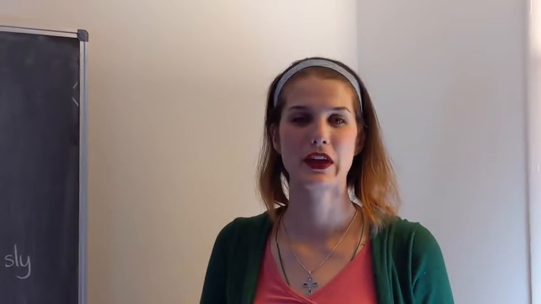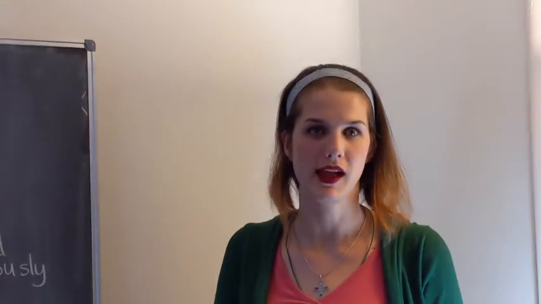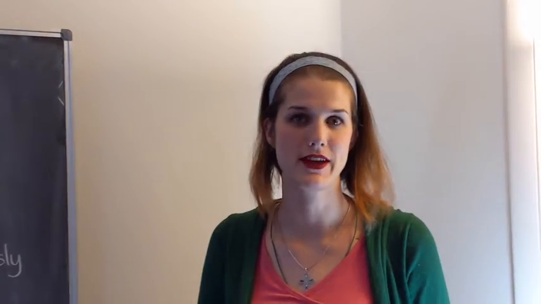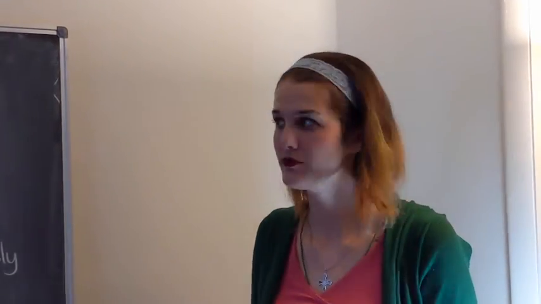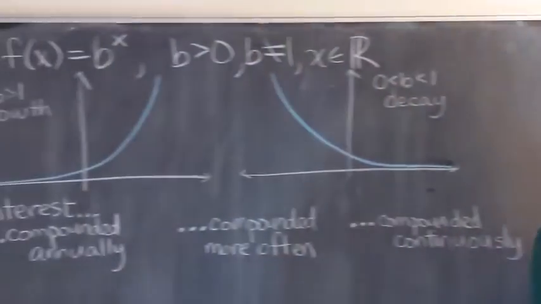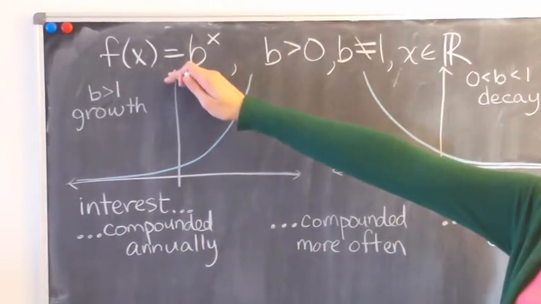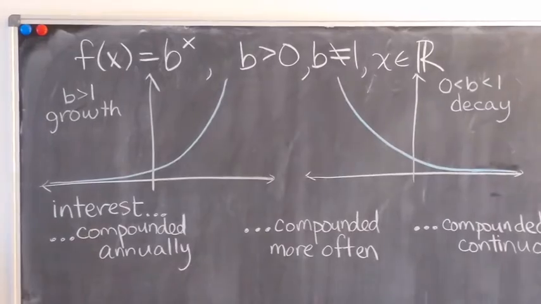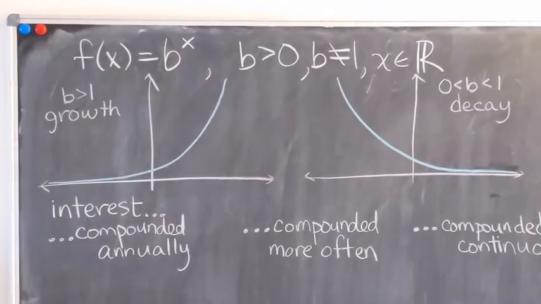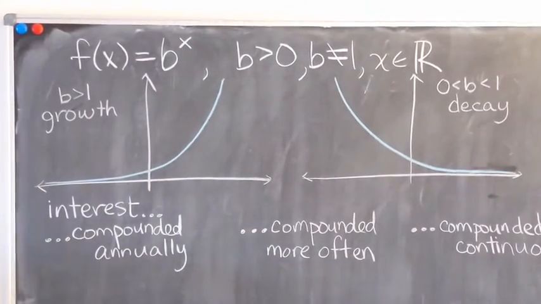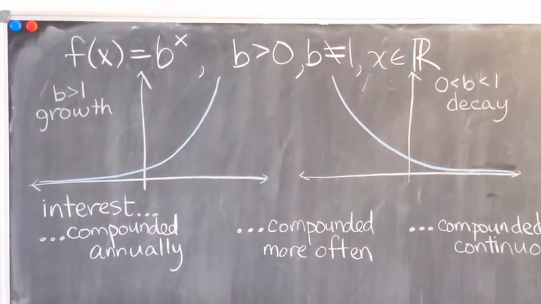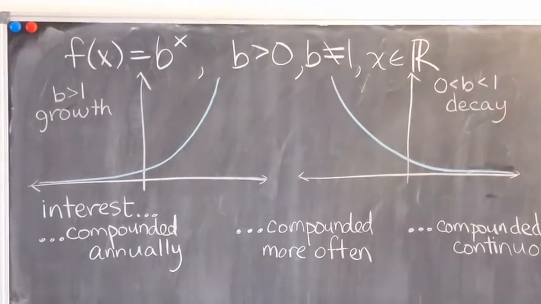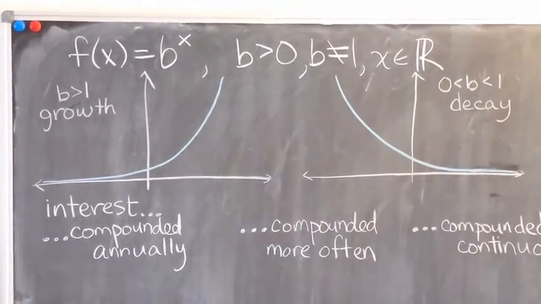Today we're going to be looking at exponential functions and applying them to compound interest models. An exponential function is a function of the form f of x equals b to the power x, where b has to be positive. It can't be equal to 1, since 1 to the power x is always 1, so that's a little bit boring. And x, the exponent, has to be a real number.